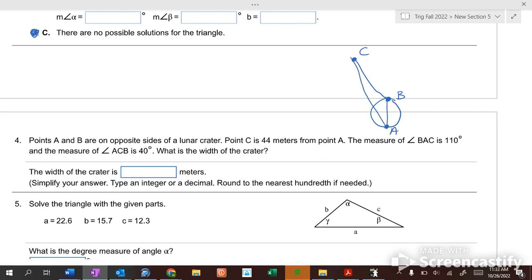Lunar crater problem. I told everybody this is on the test. You guys should know exactly how to do this. Okay. Lunar crater. Side C. I'm sorry. Just a little ugly.